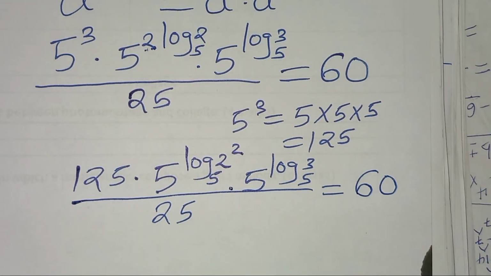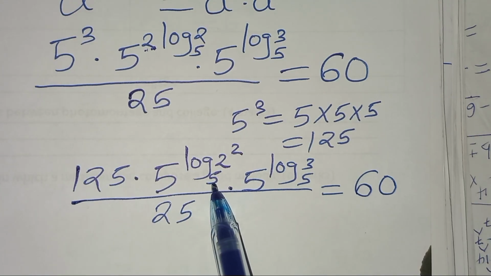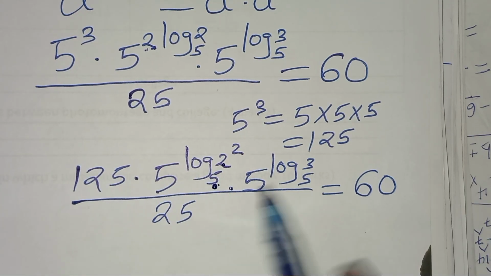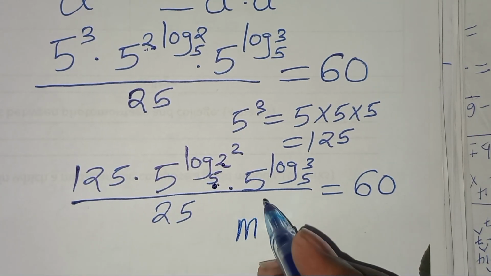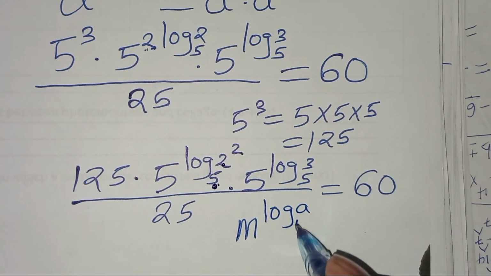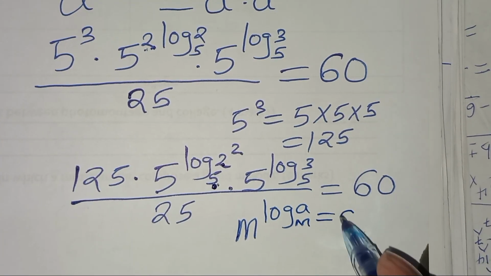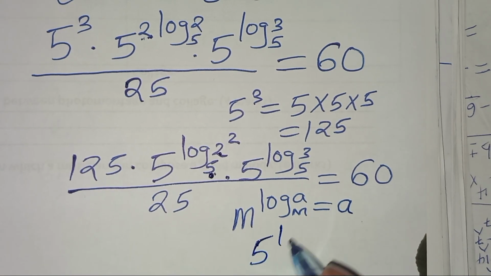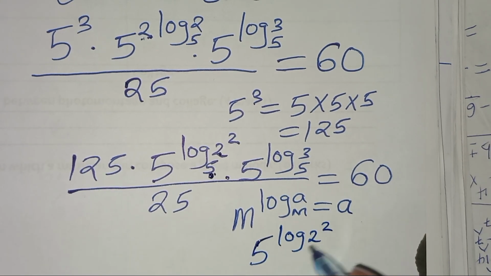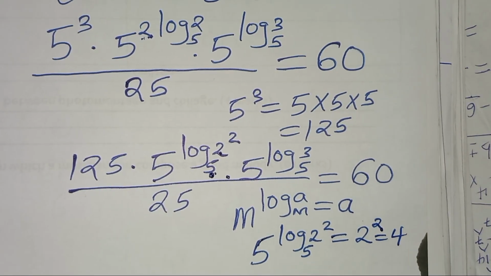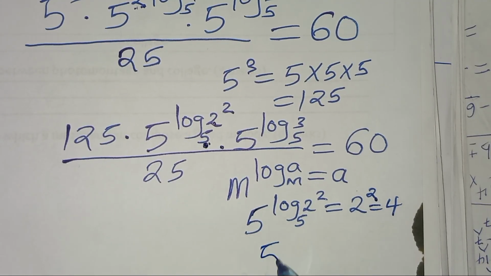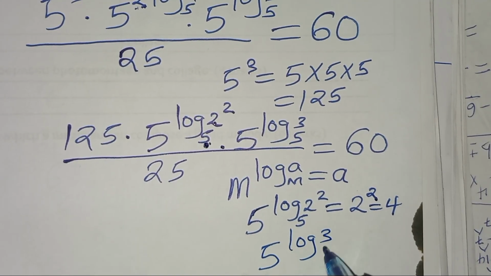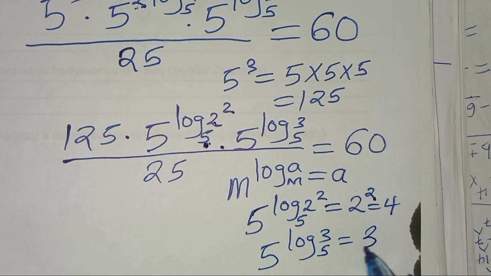The next step here, 5 to power log 2 to base 5. That is 5 to power log 2 squared to base 5. This is in the form of m to power log a to base m. This essentially is supposed to give us a value of a. Now, 5 to power log 2 squared to base 5 is equal to 2 to power 2, which is equal to 4. And then 5 to power log 3 to base 5 is equal to 3.